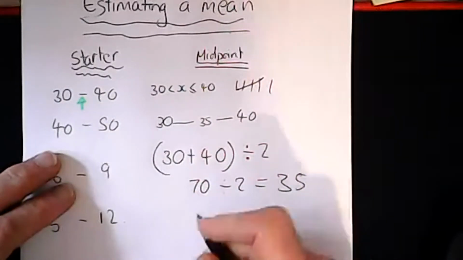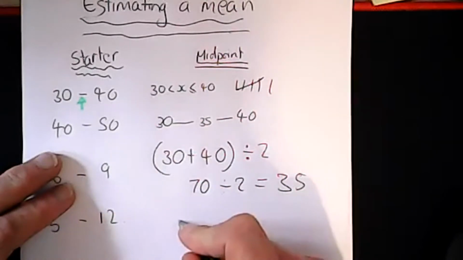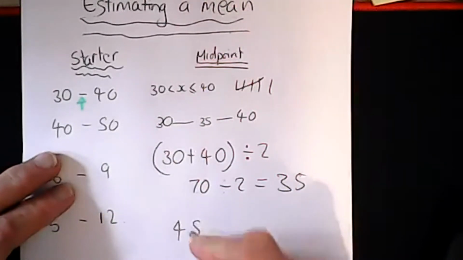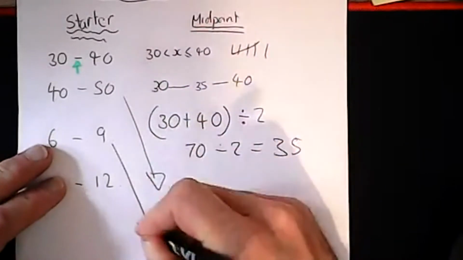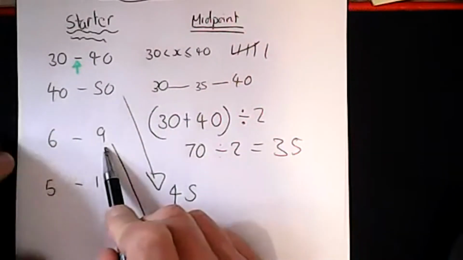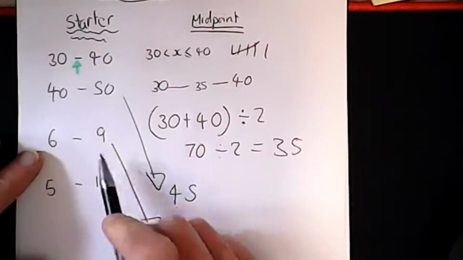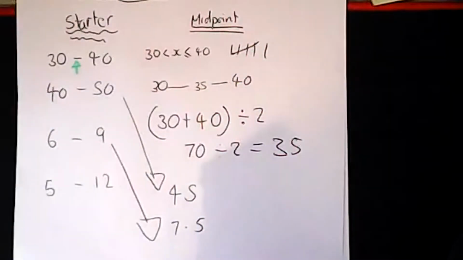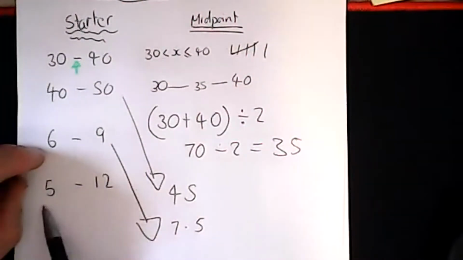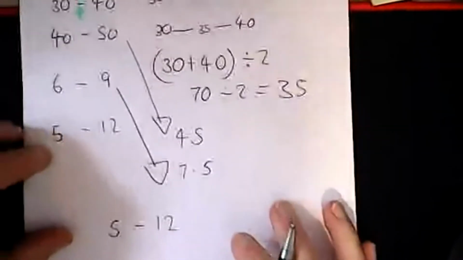So between 40 and 50, add them up. 40 add 50 is 90. So the midpoint is going to be 45. Okay, so that's question 2 down there. Question 3. 6 add 9 is going to be 15. 15 halved is 7.5. And the last one, midpoint from 5 to 12, so we need to add them up and divide by 2.